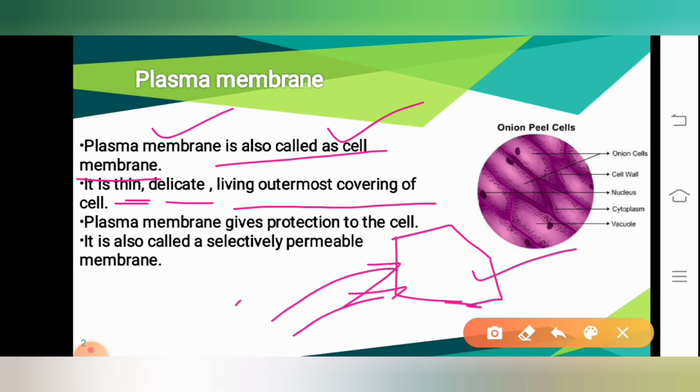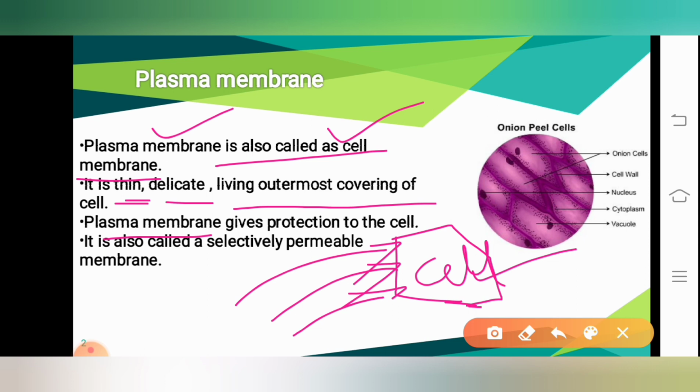Clear? And this plasma membrane also gives protection to the cell. So we call this room a cell. Correct? So this room has protection. The protection is given by the plasma membrane. The cell has protection, and this protection is given by the plasma membrane.